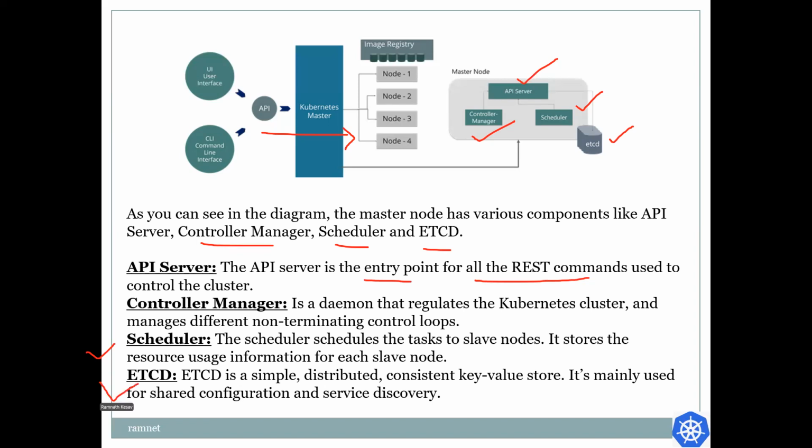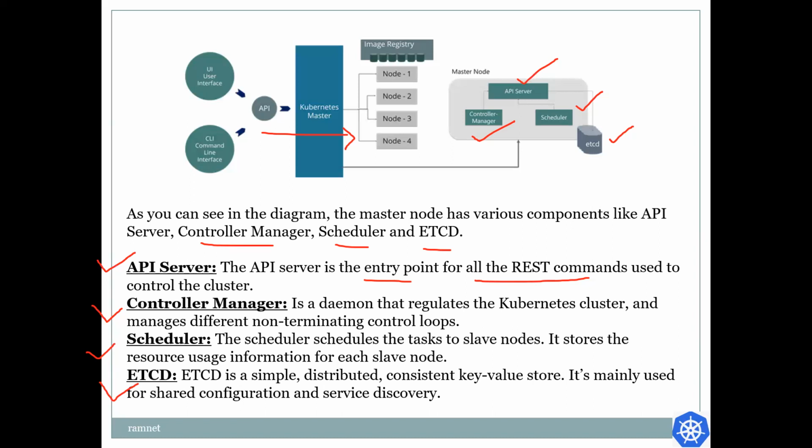It's mainly used for shared configuration and service discovery. These are the four basic components on the master node we will be seeing on the Kubernetes cluster: API server, controller manager, scheduler, and etcd. API server is an entry point. Controller manager is a daemon regulating the Kubernetes cluster. Scheduler schedules the tasks to slave nodes, stores the resource usage information for each slave node. etcd is a simple distributed consistent key value store, mainly used for sharing configurations and service discovery.